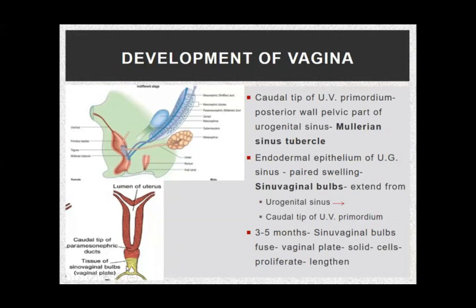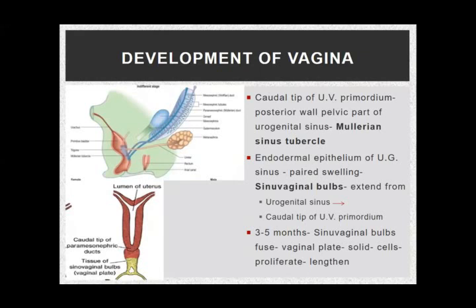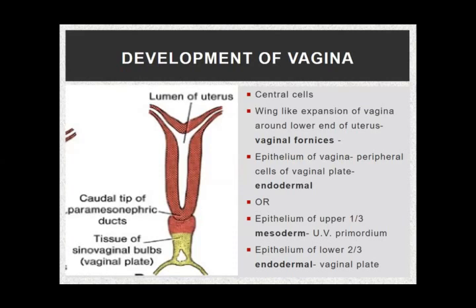These two sinovaginal bulbs fuse with each other and make a solid single vaginal plate. Okay. The two sinovaginal bulbs fuse with each other to form a single solid vaginal plate. This vaginal plate then proliferates and lengthens in size. Achha ji, this is the solid vaginal plate that developed from the sinovaginal bulbs. Sinovaginal bulbs were two swellings arising from the urogenital sinus.